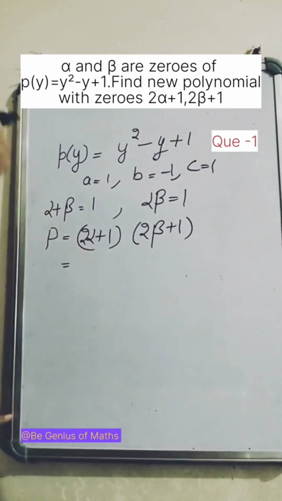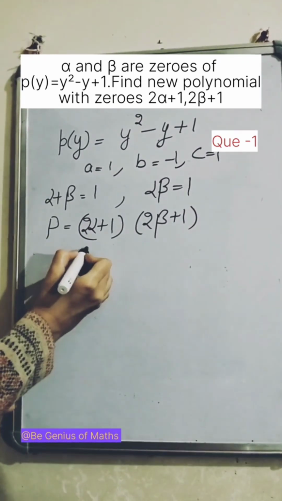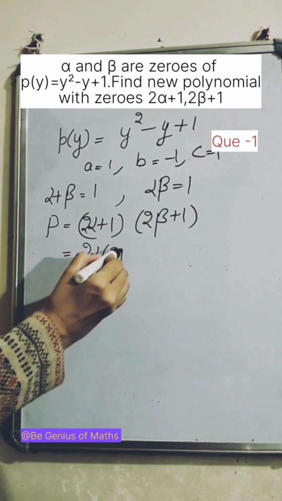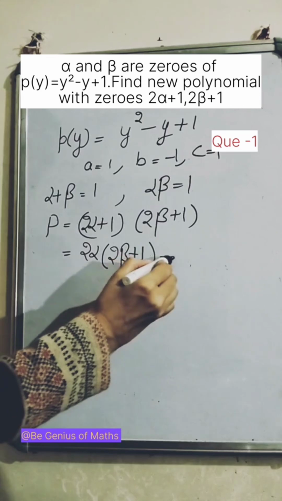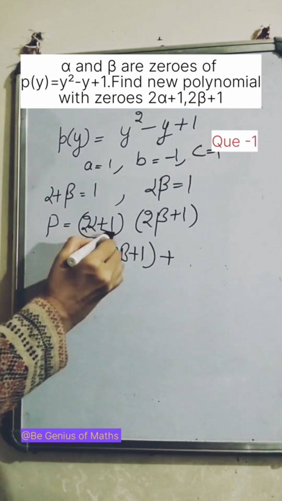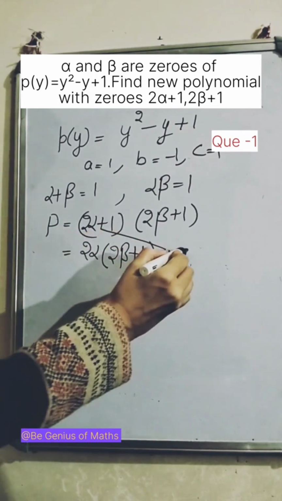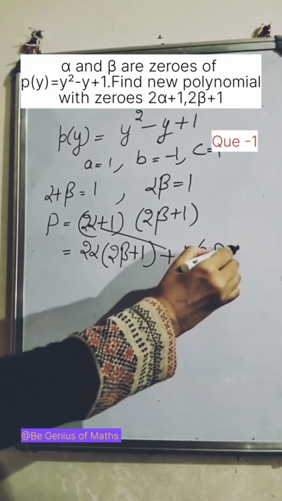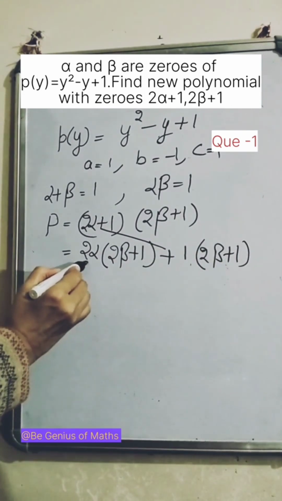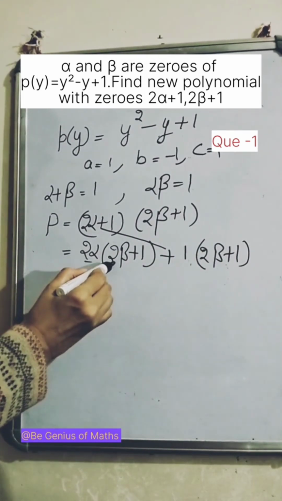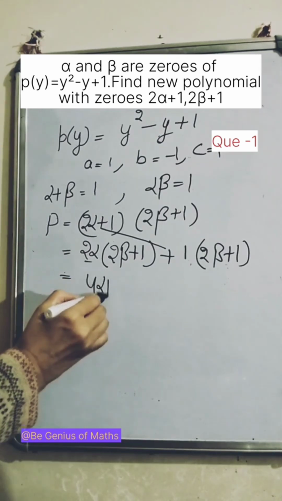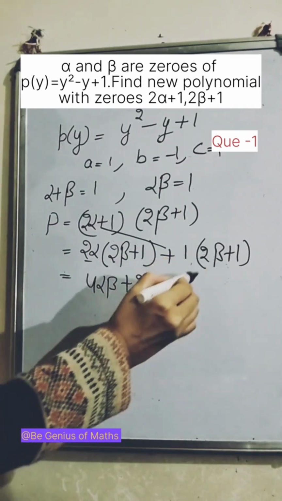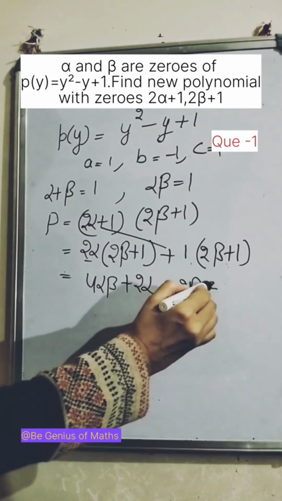Now the product of new zeros. To find the product of new zeros, the first term is 2 alpha with full bracket. This sign: if here is plus then plus, if here is minus then minus. Second term is 1 with full bracket. Number 2 into number 2 multiplication is 4, alpha into beta. 2 into 1 is 2 alpha, 2 into 1 is 2 into beta, and 1 into 1 is 1.